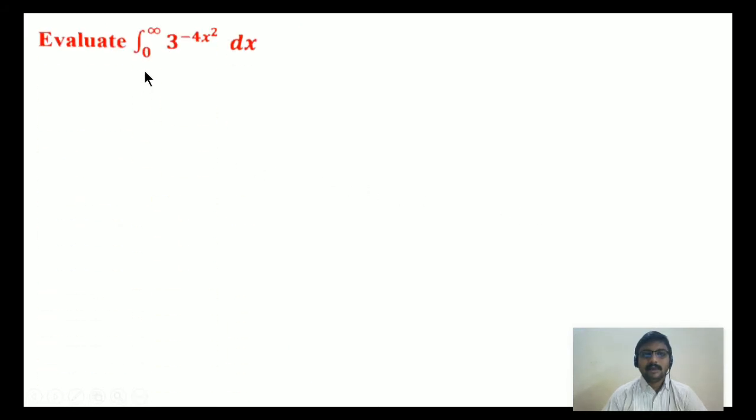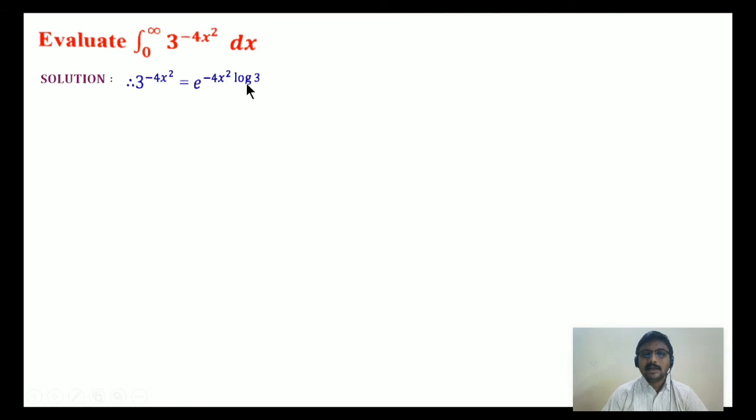Another problem: evaluate the integral 0 to infinity 3 power minus 4x square dx. Solution: 3 power minus 4x square can be written as e to the power of minus 4x square log 3. Log 3 quotient is minus 4x square.